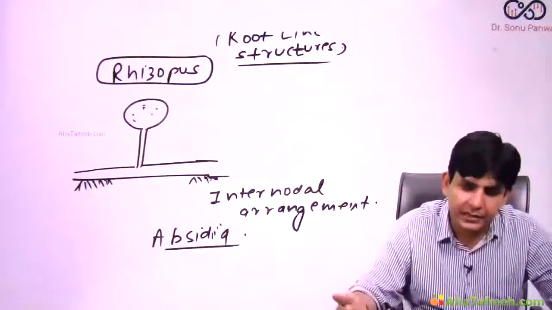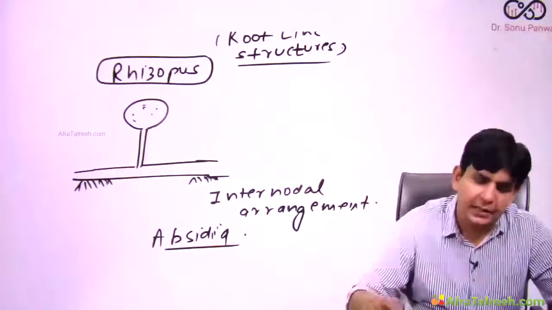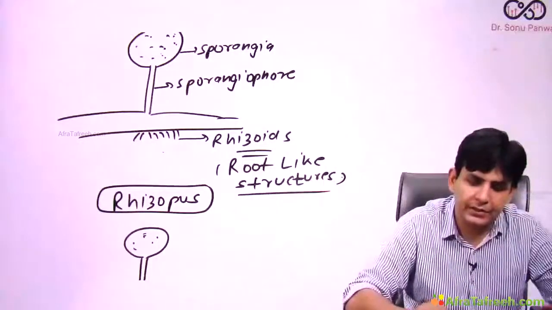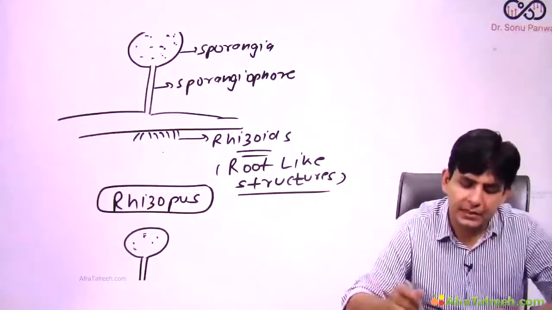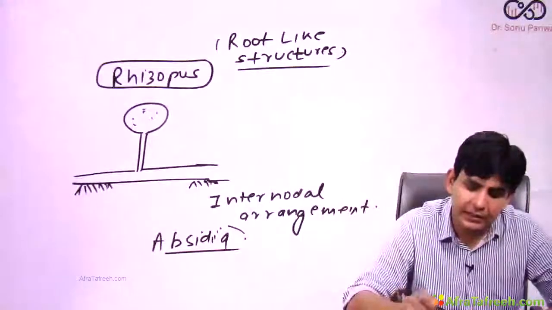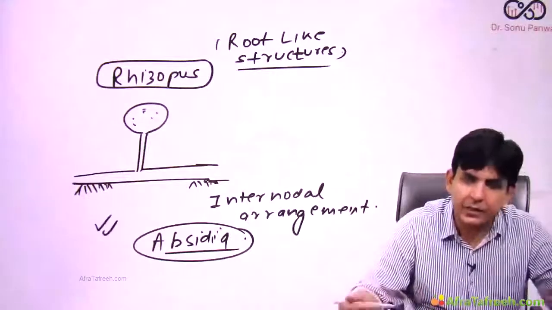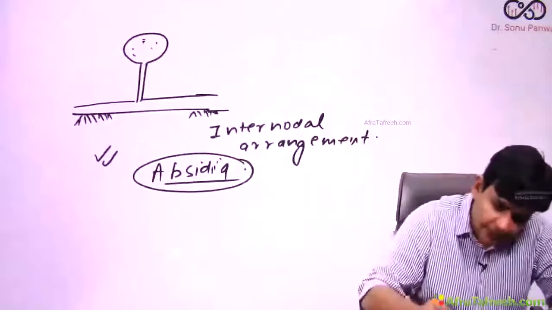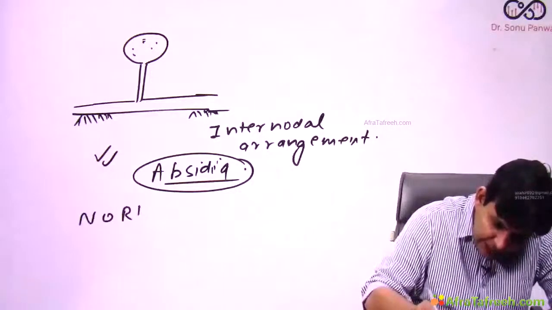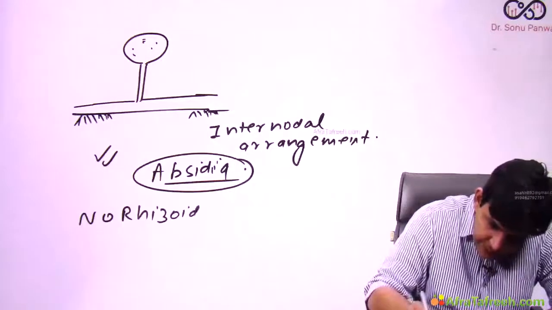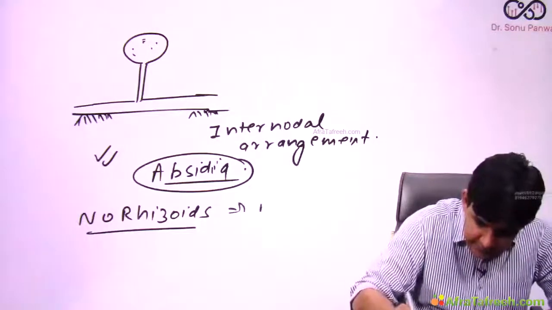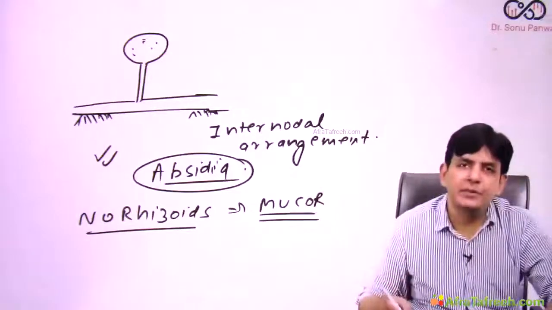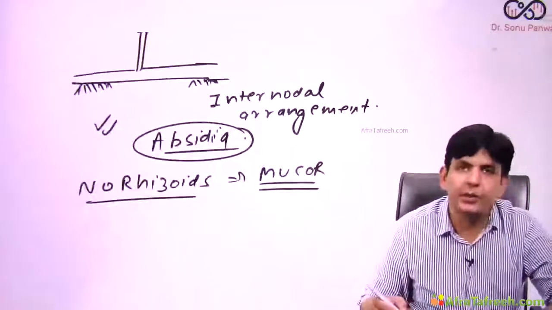So remember, in the Absidia, these rhizoids are not at the center, they are at the sides. And this particular one, they are exactly opposite. So that is the rhizopus. And this one down is Absidia, internodal arrangement, not exactly opposite, at the sides. And if no rhizoids are there, then it is mucor. If no rhizoids are present, then it is mucor.